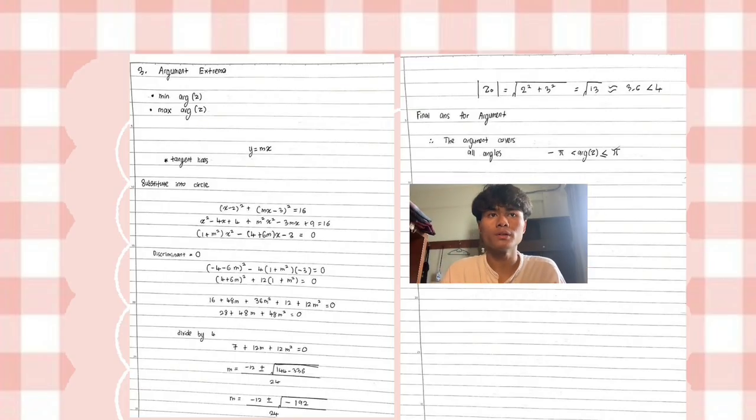So why were there no real roots for the tangents? We check the distance from the origin to the center, |z0|, which is root 13 or about 3.6. Since the radius is 4, the origin lies inside the circle. This means the locus surrounds the origin and the arguments can take any value from negative pi to pi.